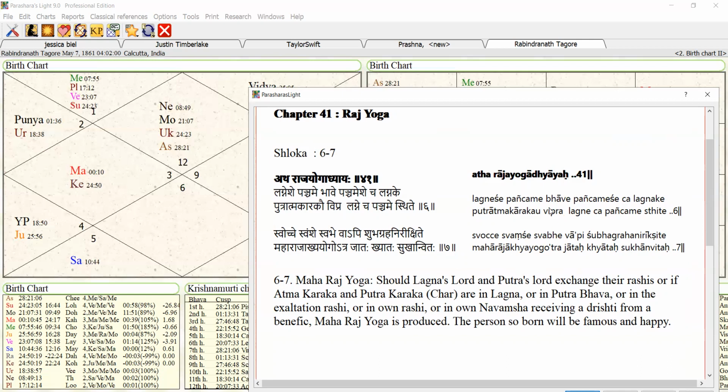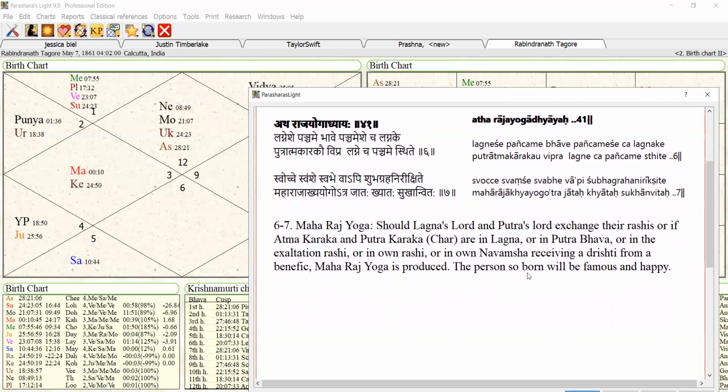So a lot of these translations are not exact. It doesn't say Putra Bhava. It says fifth house, Panchama. So when the first Lord is in the fifth and the fifth Lord is in the first, this is the first Raja Yoga. The person will be famous. Khyataha; Khyata is beyond famous, it's like known. And Sukhanvita, full of happiness.